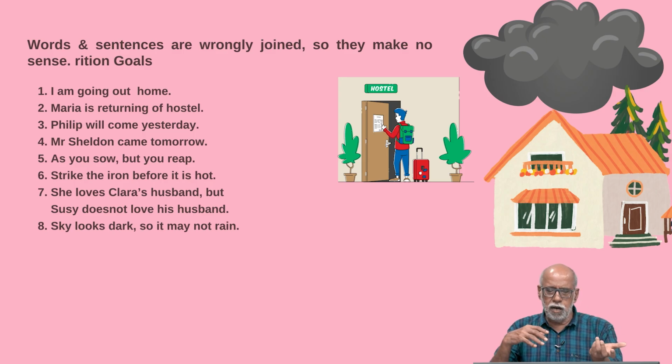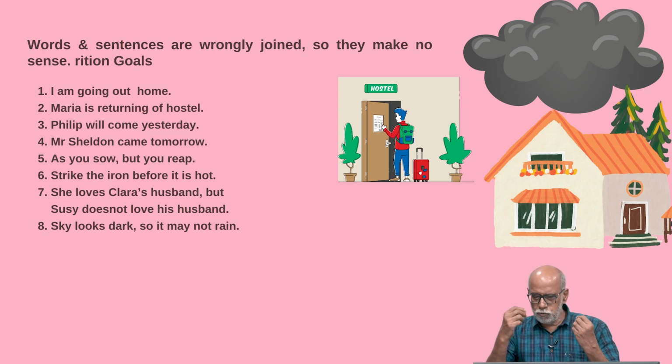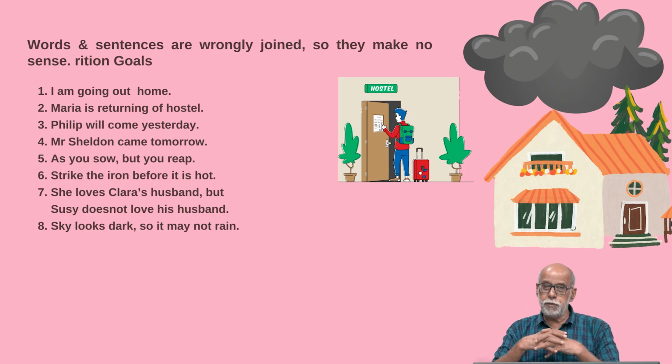Similarly, strike the iron while it is hot. You cannot strike the iron before it is hot or after it is hot. You can strike the iron only when it is hot or while it is hot. So the time indicator here is fixed. Only a hot iron, struck, can give you some result. A cold piece of iron will give you nothing. It can break, but it will neither stretch nor shrink.